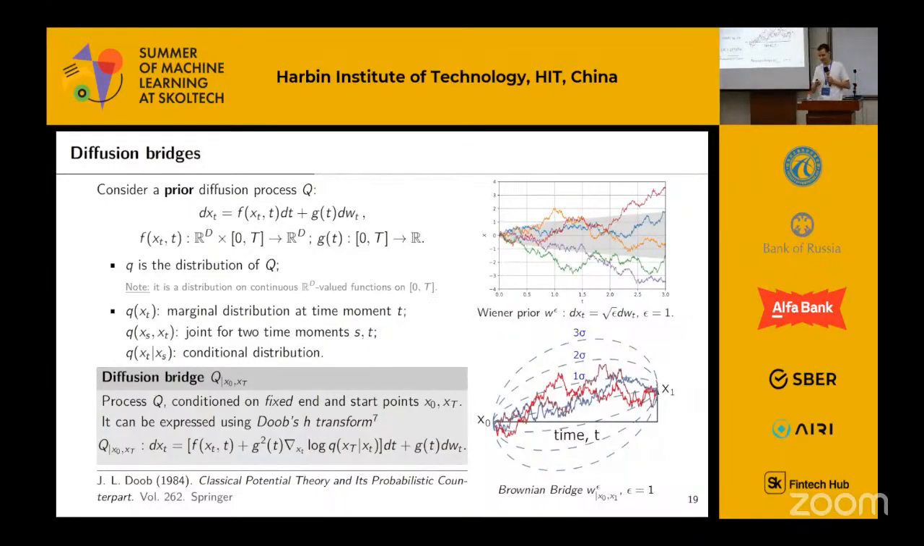First of all, suppose that you have some diffusion process, the same process as in a diffusion model, for example, which is described by the following stochastic differential equation. Let's say that this process will be denoted by capital Q, and because we'll need some additional notation, by small q we will denote the distribution of this stochastic process. For example, q of x_t will denote the marginal distribution at time moment t, q of two variables will denote the joint distribution at two time moments, this conditional distribution, etc.